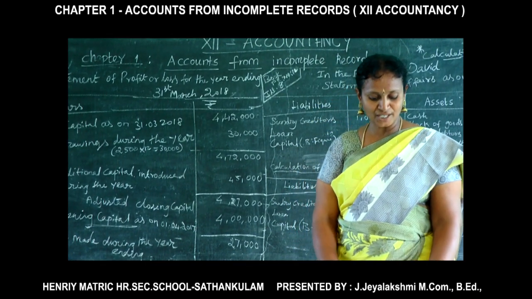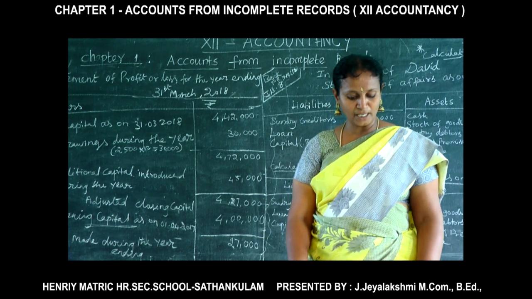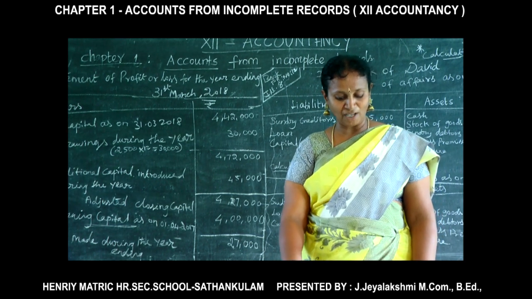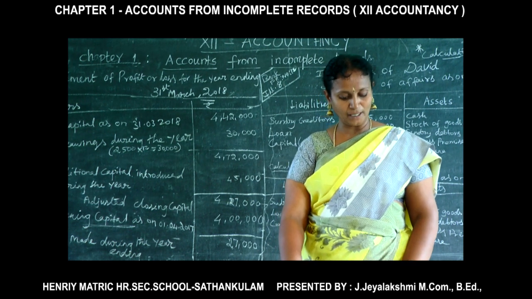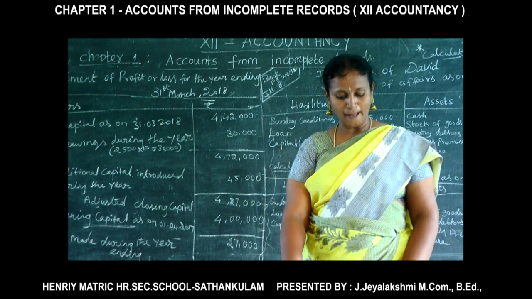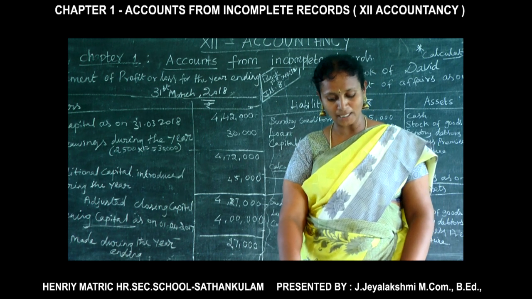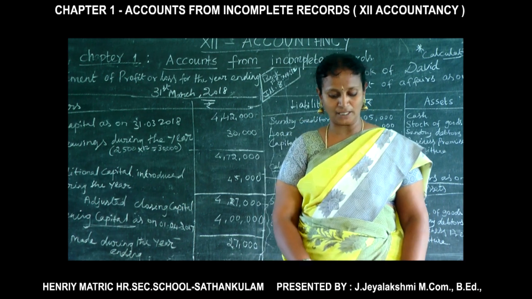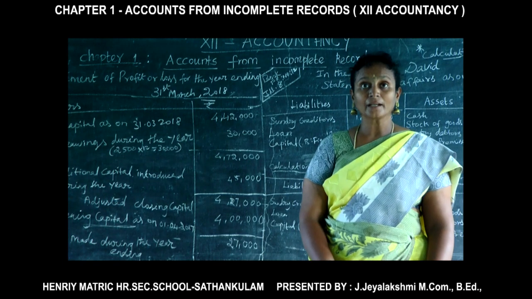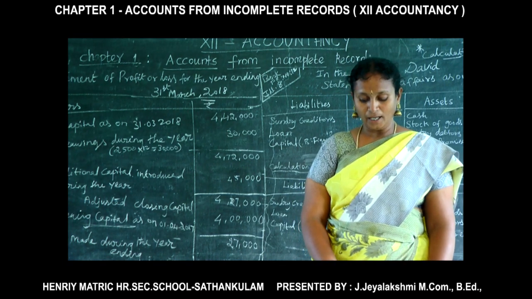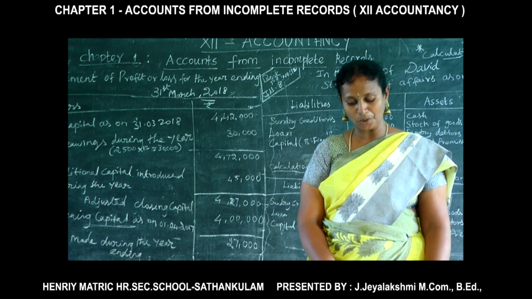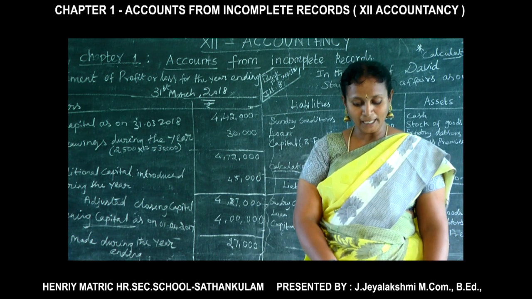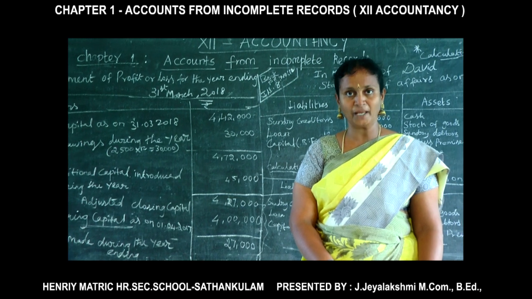And some of the instruction is given, see here. During the year, he introduced further capital of rupees 40,000 and withdrew 2,500 per month from the business for his personal use. Prepare statement of profit and loss with the above information. Listen here, the withdrawal amount is sometimes given as a lump sum, suppose 30,000 or 20,000. But here 2,500 per month is given.